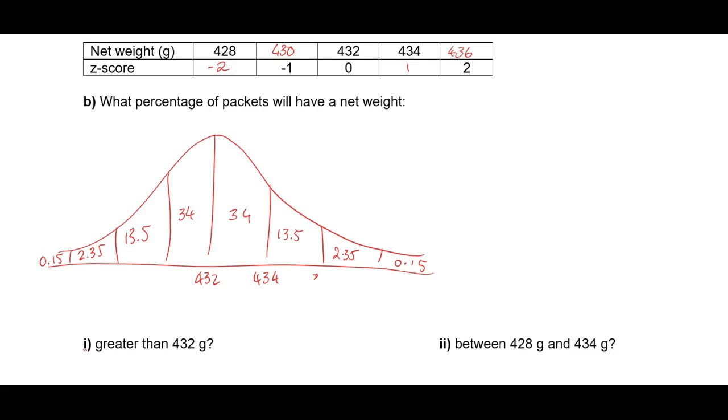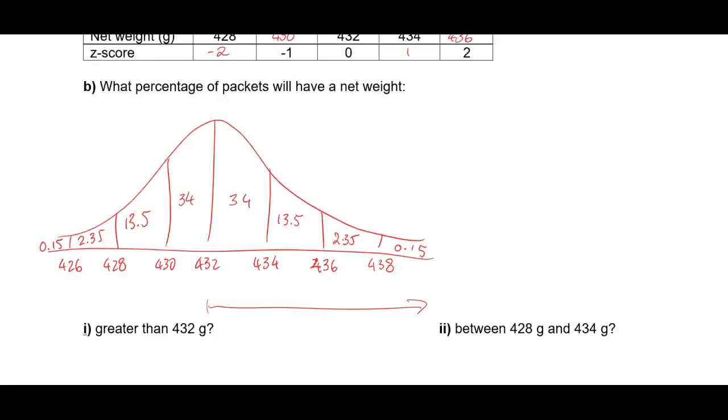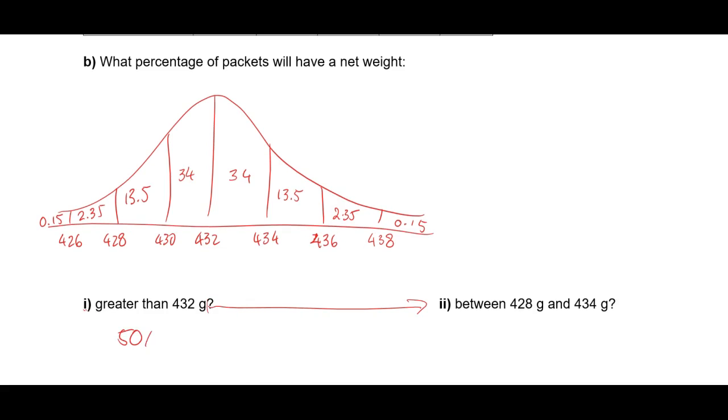434, 436, 438, is that right? Yep. And going backwards, 430, 428, 426. Right, greater than 432. Here we go, that's our mean. So 50% will be greater than 432.